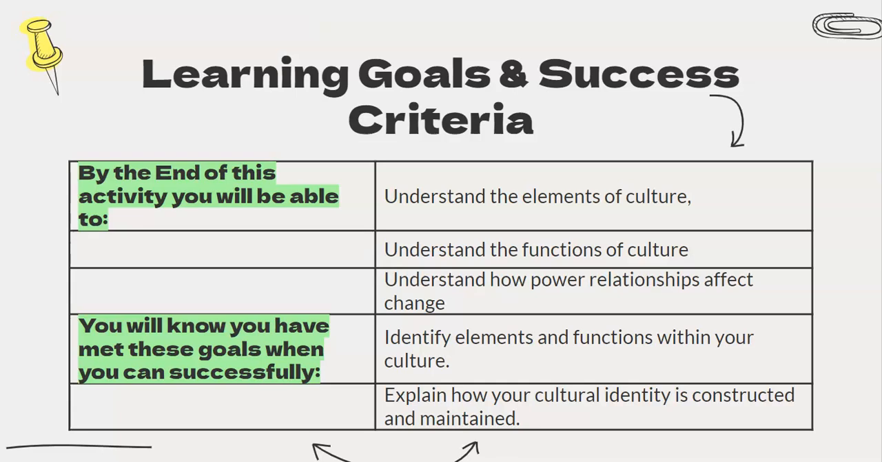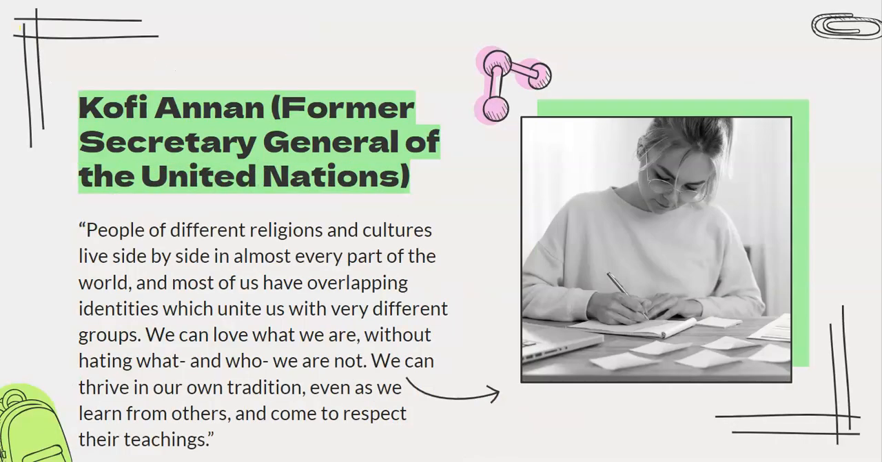So, some learning goals and success criteria. Please read these over as they tell you by the end of the activity what you will be able to do, and you will know you have met those goals when you can successfully do those two things.